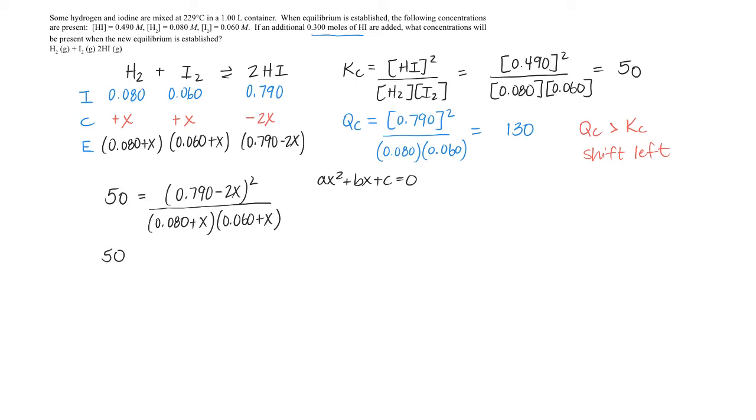So we need to FOIL the top and the bottom of the fraction. So FOILing the top, we end up with 0.6241 minus 3.16x plus 4x squared. And FOILing the bottom gives us 0.0048 plus 0.14x plus x squared.